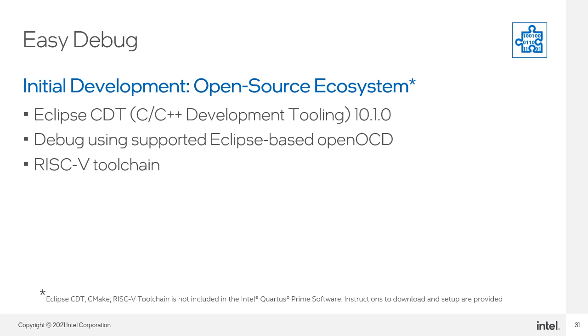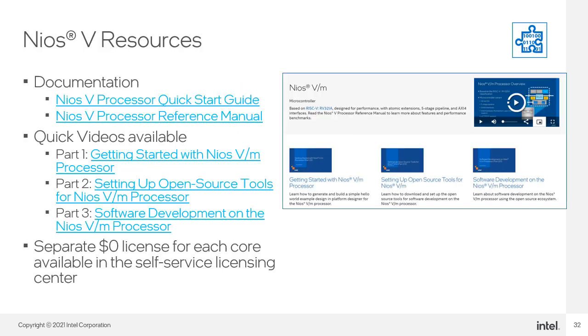The partner IDE will support common debug on Intel SoC ARM and Nios V processors with the capability to debug complex applications in the same environment. For more information about Nios V, refer to the Nios V Quick Start Guide and Reference Manual. There are also 3 quick videos that go over creating an example design, setting up the open source software, and software development. These quick videos can be found on the Intel FPGA YouTube channel.